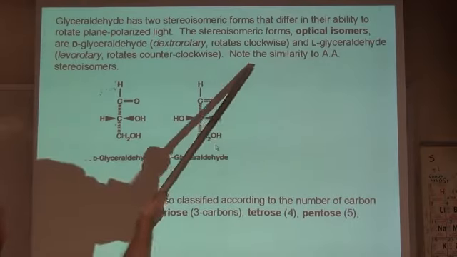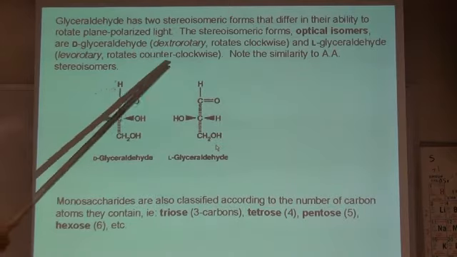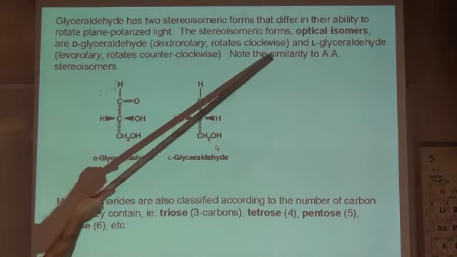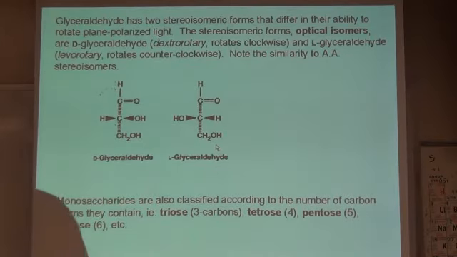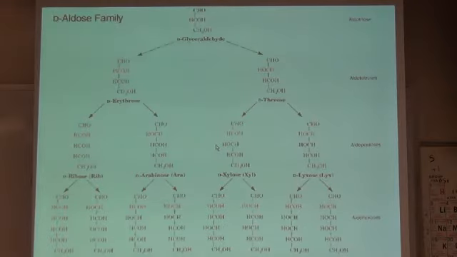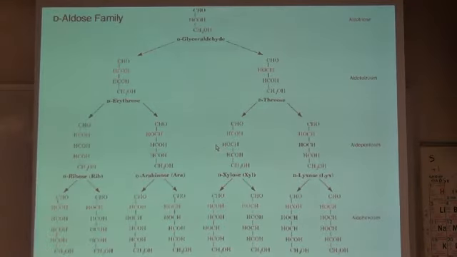You don't have to note the similarity to amino acids because we haven't talked about amino acids yet. But there we are. The D forms rotate clockwise. L forms rotate counterclockwise. We just discussed that. So we're good. No, you don't have to memorize these at all. All right. This is just a family of aldose sugars.